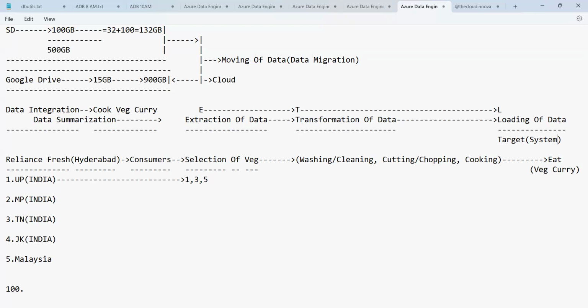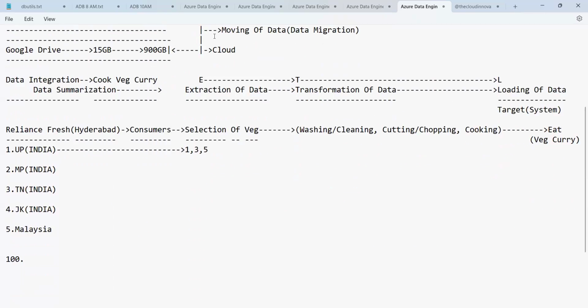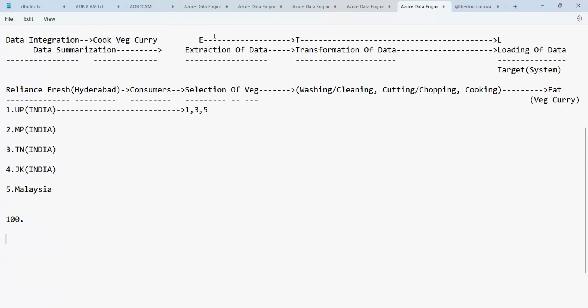Okay. So this is the process where we have the layers: the data migration, data integration, data summarization. But which one is left out now, guys? Data visualization is there. So now, guys, I will tell you what data visualization is. Here the same thing applies. Let's take an example of the same, Reliance Fresh only.